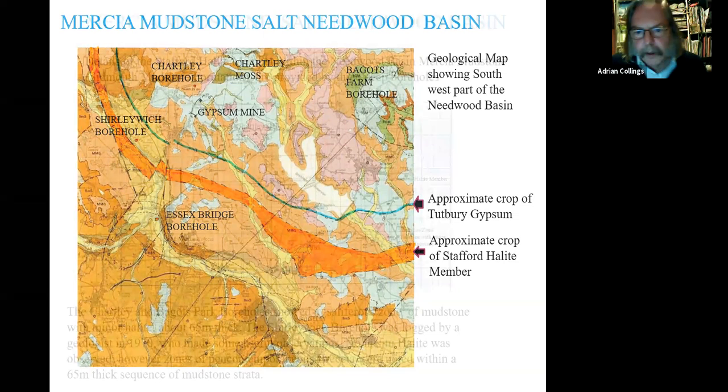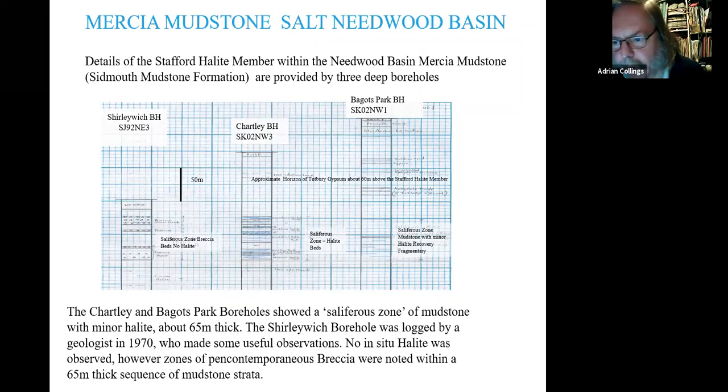The detailed halite member within the Needwood Basin Mercia Mudstone are provided by 3 deep boreholes, the Shirley Witch, Chartley and Baggots Park boreholes. The Chartley and Baggots Park boreholes show the sulfurous zone of mudstone and minor halite about 65 meters thick. The Shirley Witch borehole was logged by a geologist in 1970 who made some useful observations. No in situ halite was observed. However, he noted zones of pencontemporaneous breccia within a 65 meter thick sequence of mudstone strata.